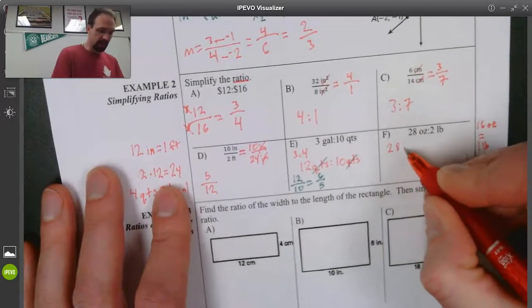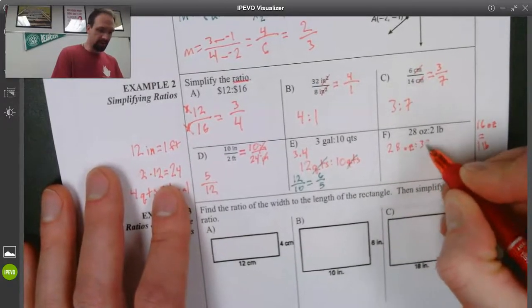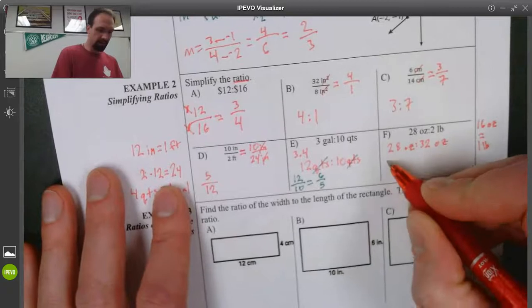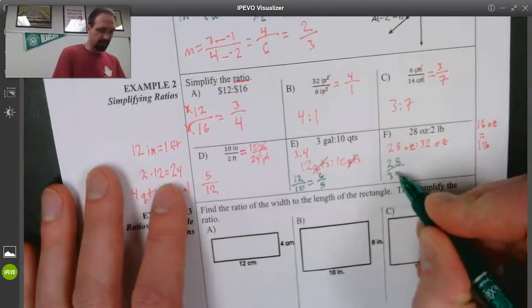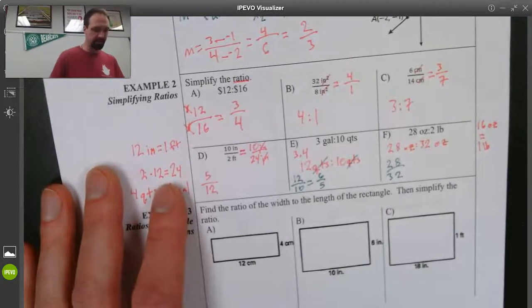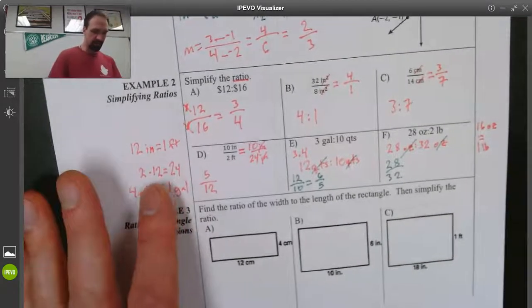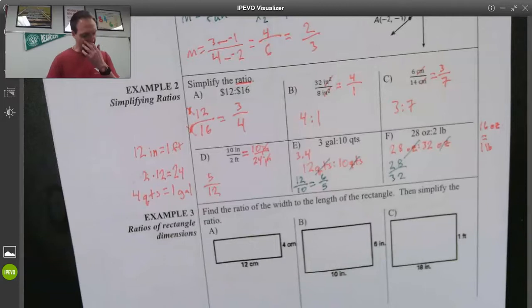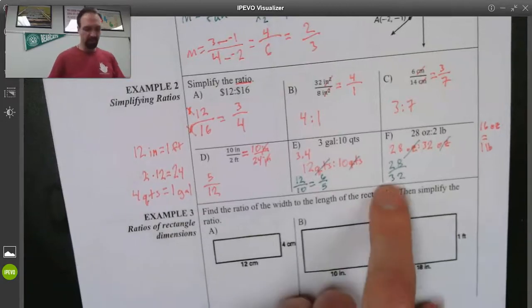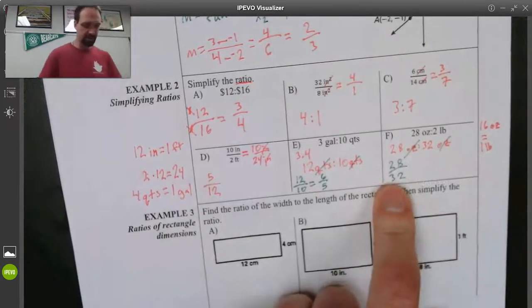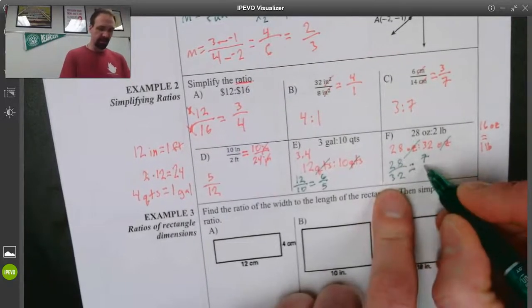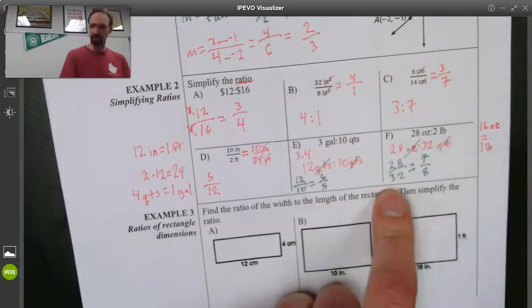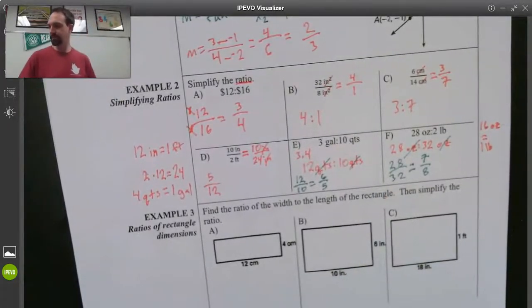So I have 28 ounces to 32 ounces. Or if I write it as a fraction, 28 over 32. So my units are going to cancel. 4 goes into both of those evenly. Yes. So 4 goes into 28 7 times, and then 4 goes into 32 evenly 8 times. So this is 7 to 8.